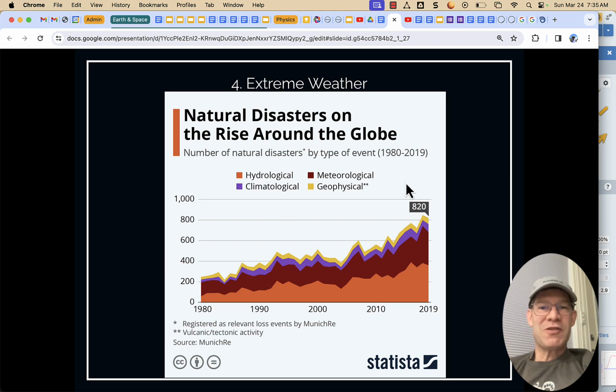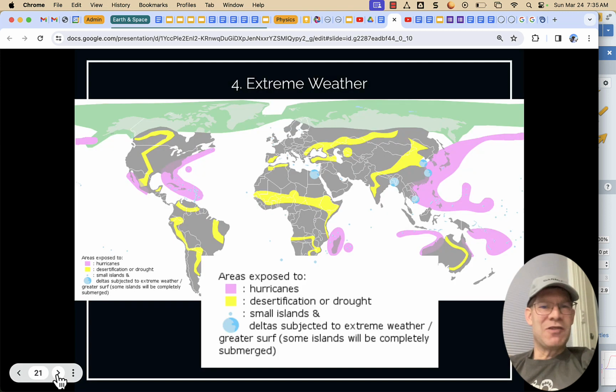And as we look at this graph here, you'll notice from 1980, the orange, the hydrological disasters, well, that orange band is a lot thicker. The meteorological, so things that are going on in the atmosphere, there is a lot more of those too. So the climate related, the purple, that's about twice as thick. The yellow even, the geophysical, so volcanic and tectonic activity, those are on the rise as well.